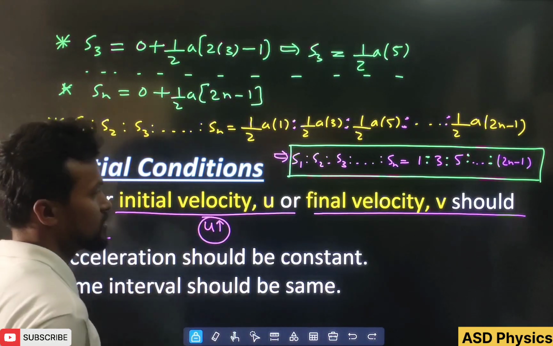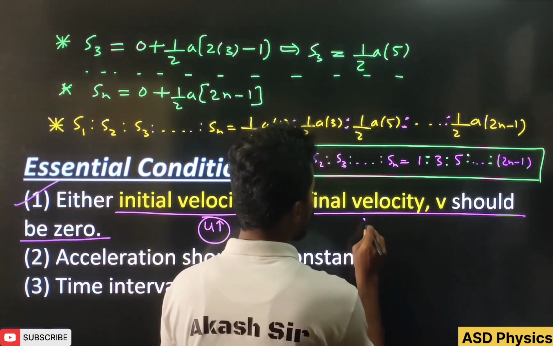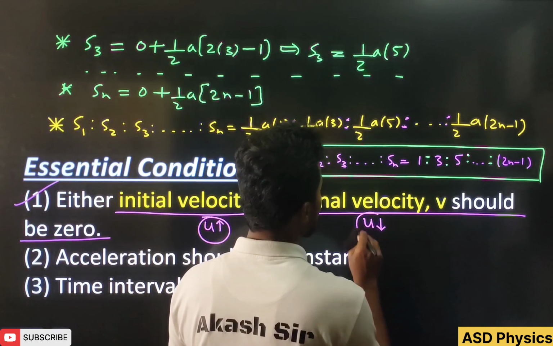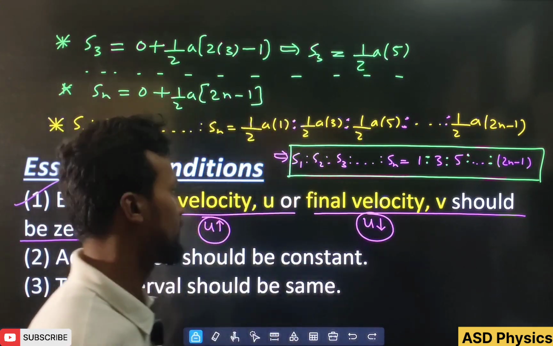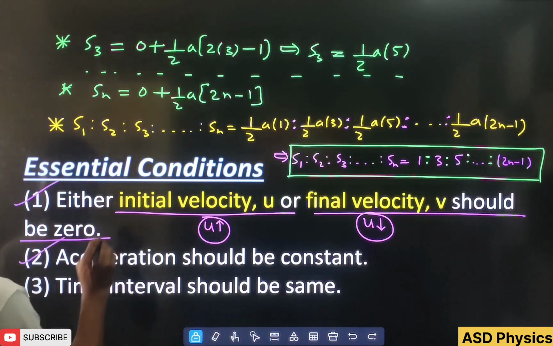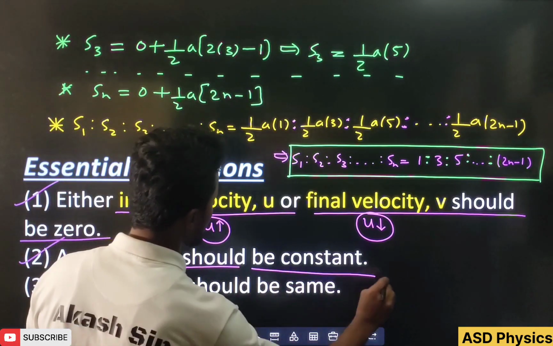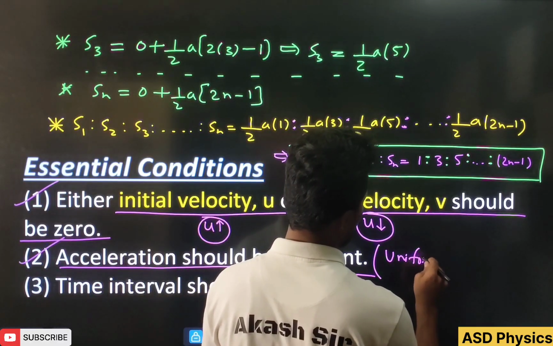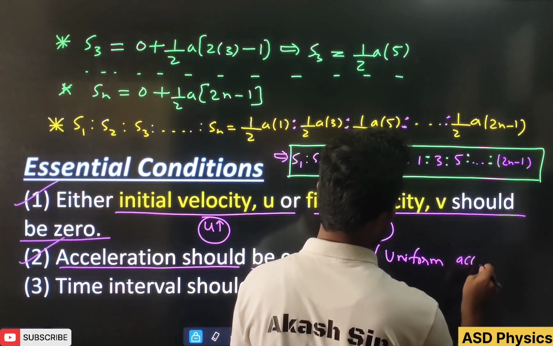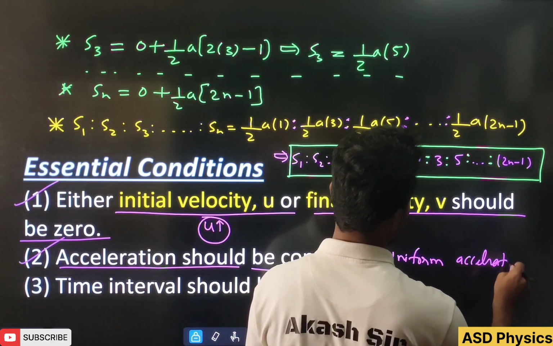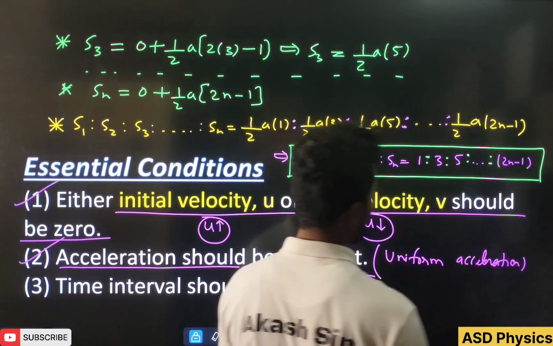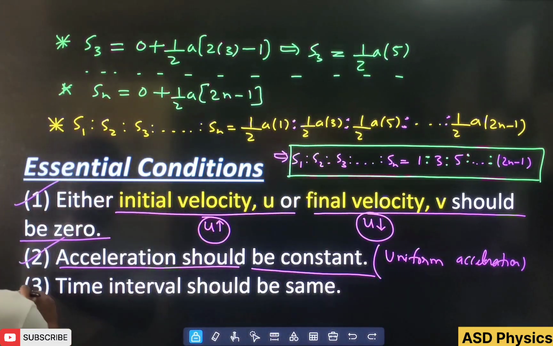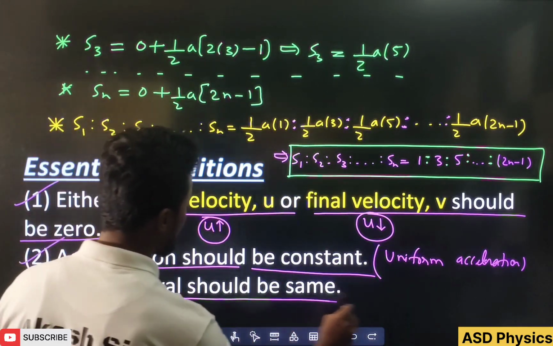Then only the initial velocity is 0 and it will keep on increasing. Here, the speed is decreasing and finally it will stop here. Okay. Second condition, very very important: acceleration should be constant. That means which kind of motion? Uniform. We can say uniform acceleration, otherwise all these things will fail. Uniform acceleration. And third one, the time interval should be same.